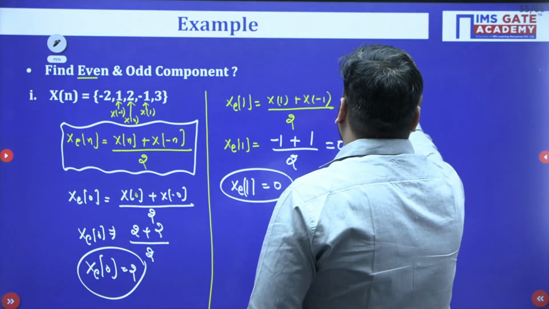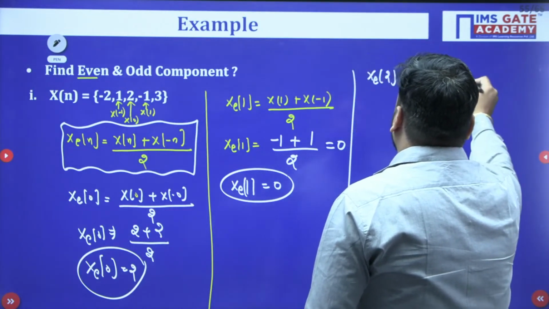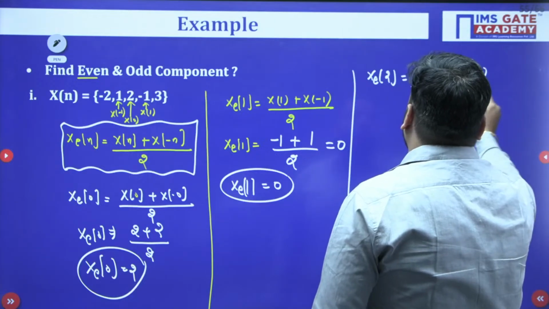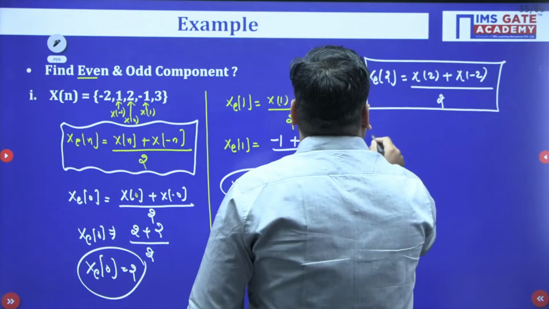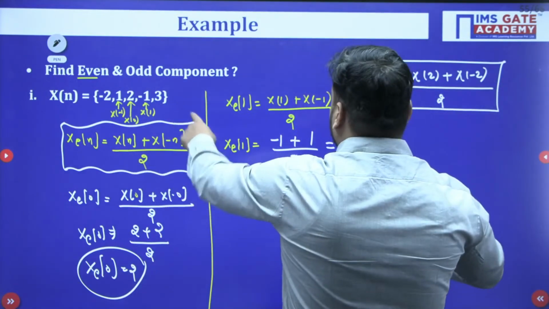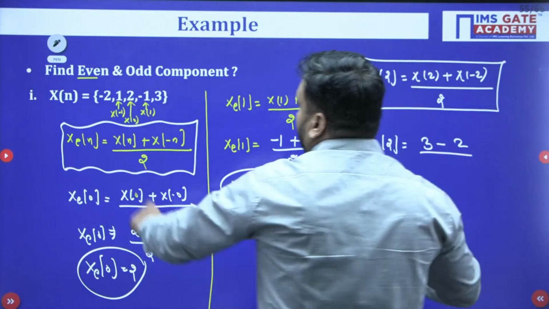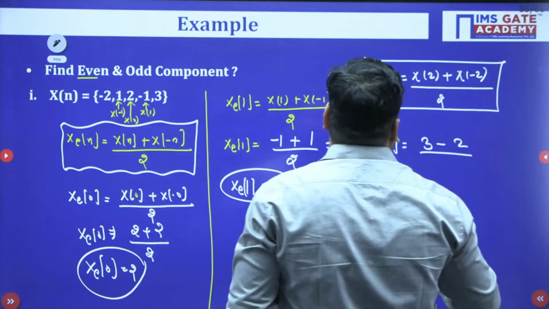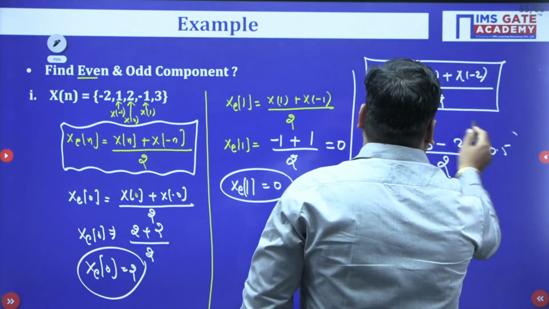So what is x even part of 2 now? Sir, x even part of 2 is x of 2 plus x of minus 2 upon 2. Yes. So what is x even part of 2 here? X of 2 is 3, and x of minus 2 is minus 2, like this is x of minus 2, and x of plus 2 is 3. Upon 2, it means it is 0.5, half.